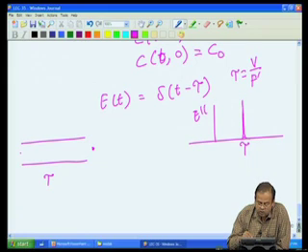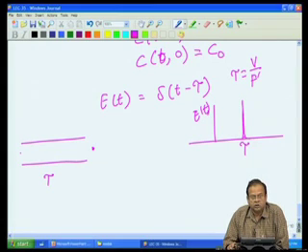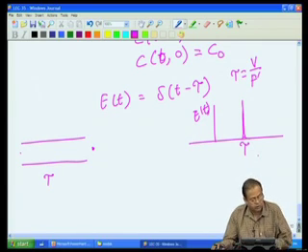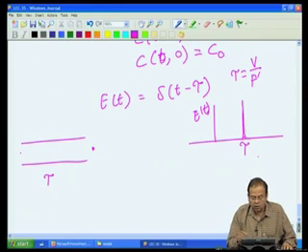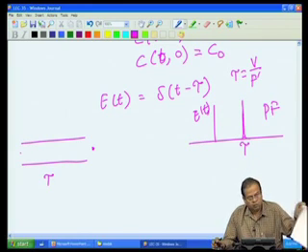So, our E of t will look something like this, that is a direct delta function, delta t minus tau. Again, delta has a value unity at t equal to tau and value 0 for all other values of t. So, that is what our plug flow reactor residence time distribution will look like.